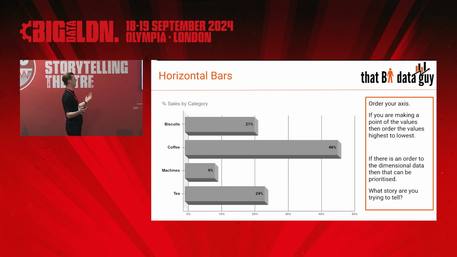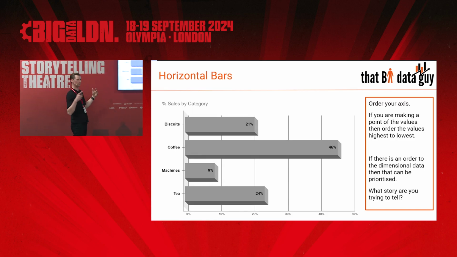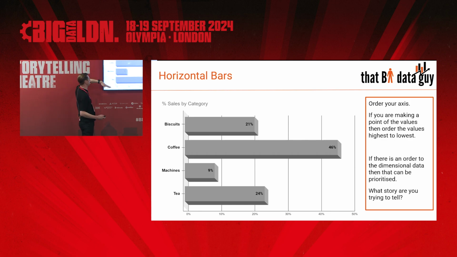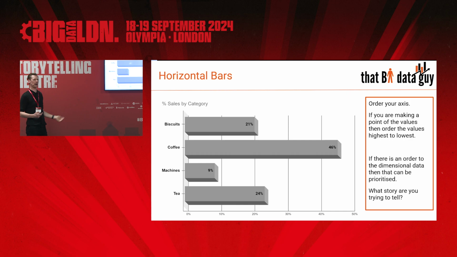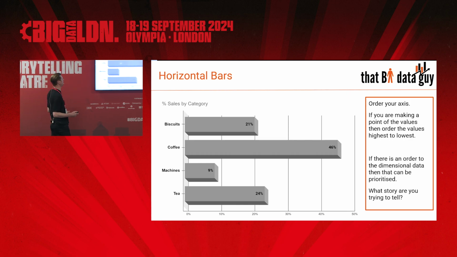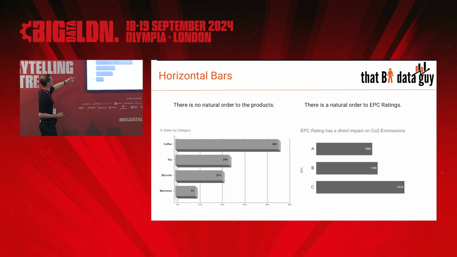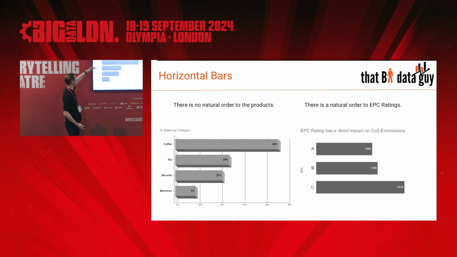Horizontal bars, my absolute favorite, yeah? One thing we're criminal at is not ordering your axis, yeah? So if there's no natural order, order it by the data. And I'll come on to that in a second. So here, now we've got an order, yeah, based on the value. And that Gestalt principle, we read down. So if you need your top 3, you start at the top and you read down.